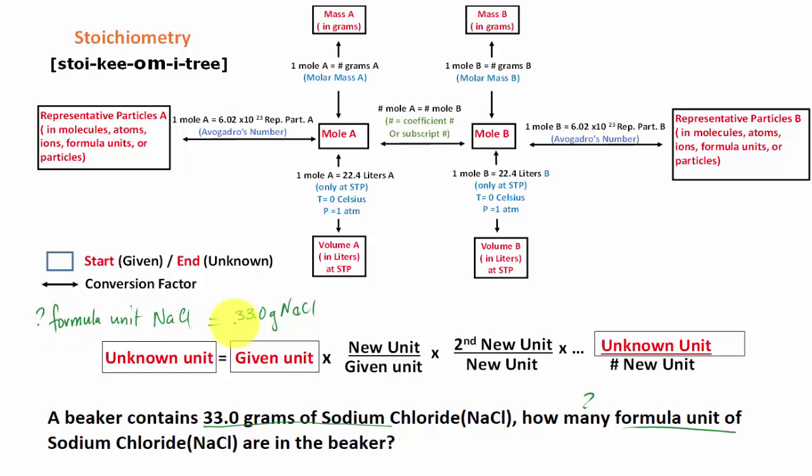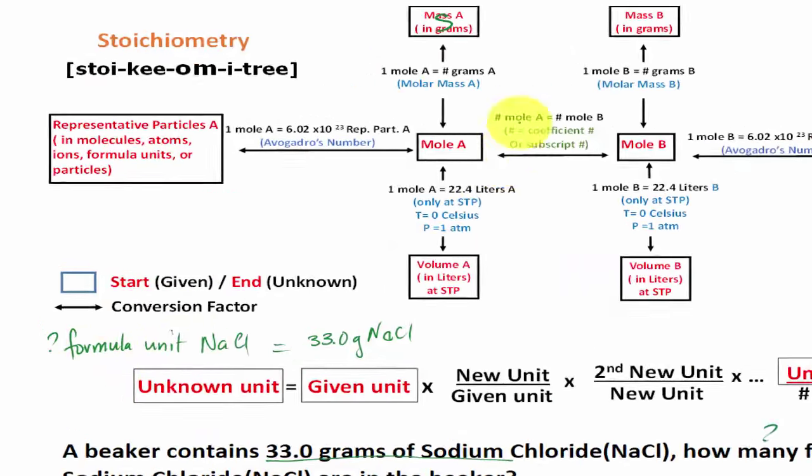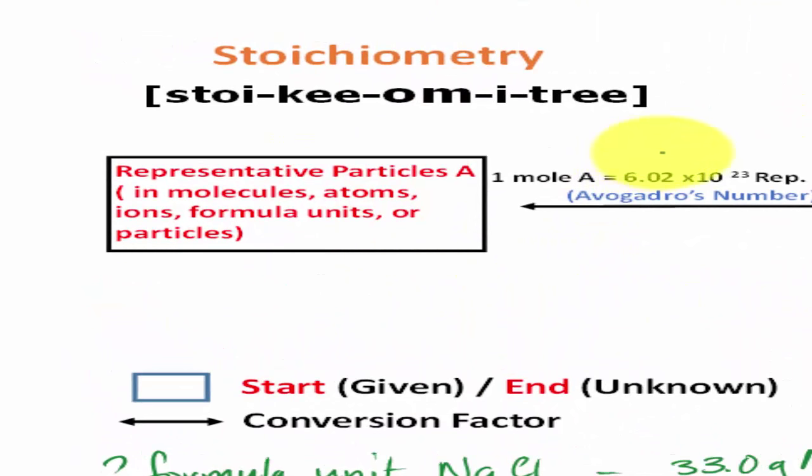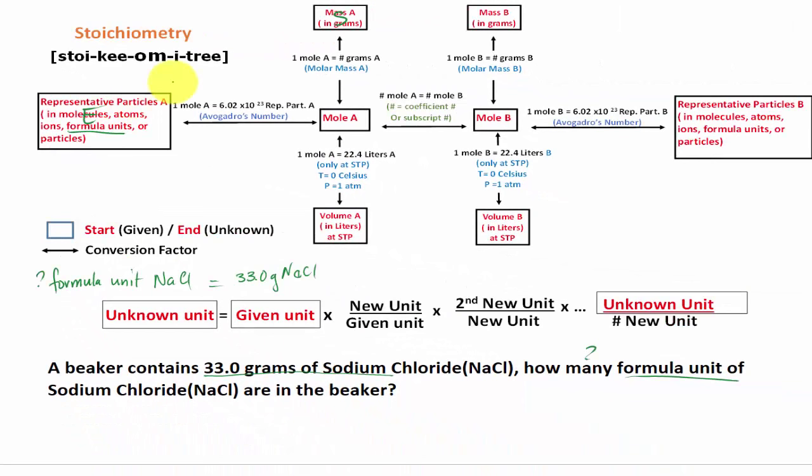Again, we always start on side A. In this case, our given unit is grams, so we are going to start here. And where do we end? We end at our unknown unit, which is formula unit. But again, I don't see formula unit anywhere. But look at this representative particle right here. Look at that. Formula unit is a type of representative particle. So this is where we end. So let's draw our arrow. We're going from gram, and we go over here. So this is our first conversion factor, and this is our second conversion factor.